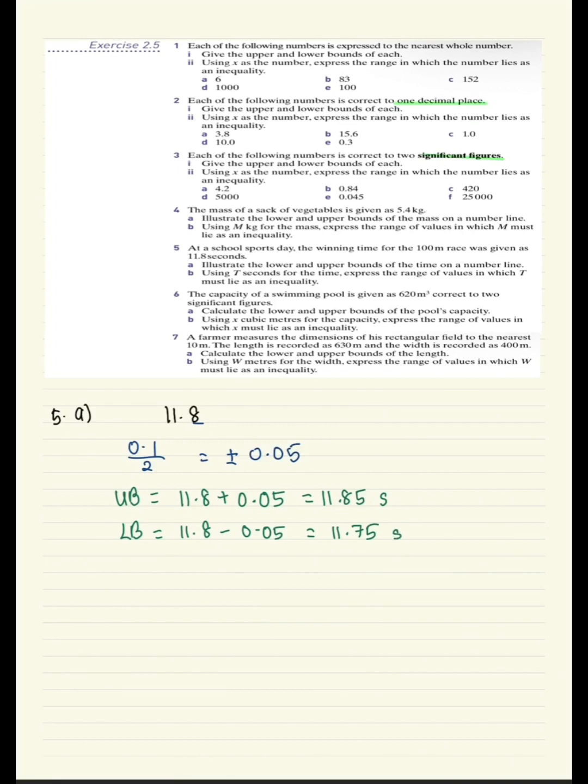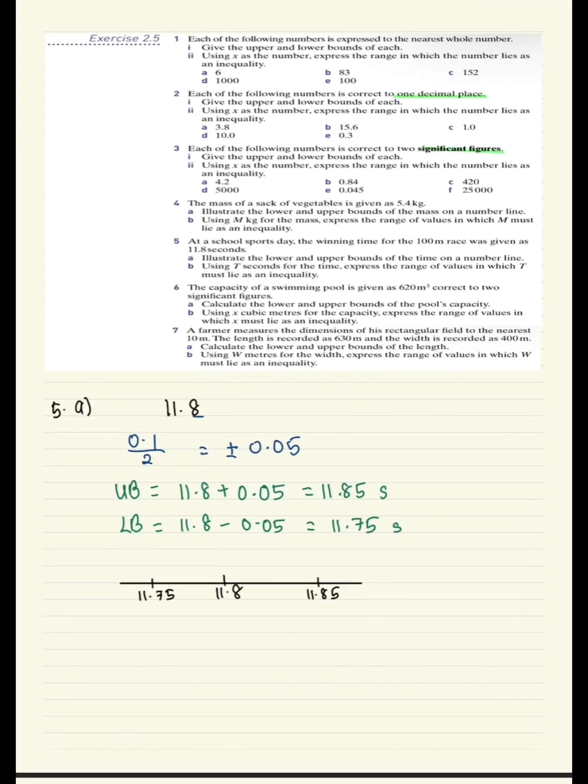Now to express this on a number line, this would be 11.8, 11.85 would be here, and 11.75 would be here. T is more than or equivalent to 11.75, so I'm going to shade that. And T is less than 11.85, so I'm not going to shade that. I'm just going to draw a circle around it. This would be the number line.